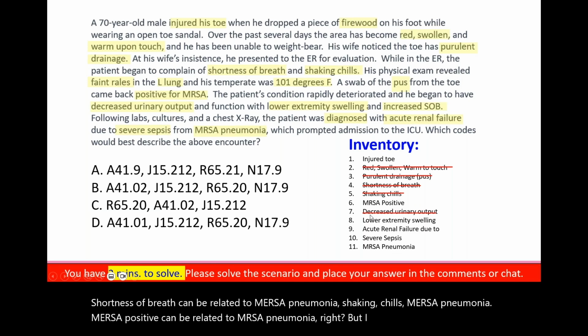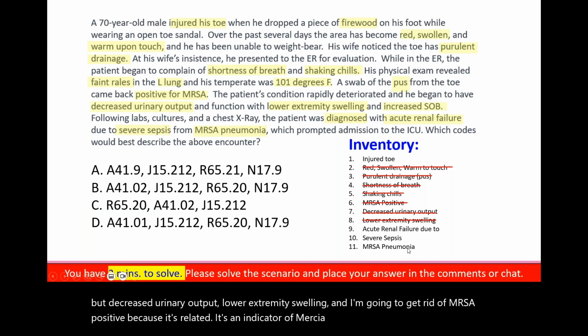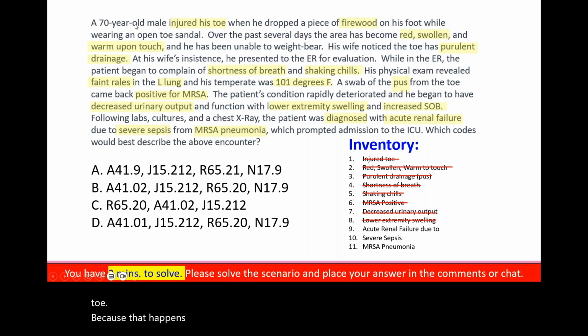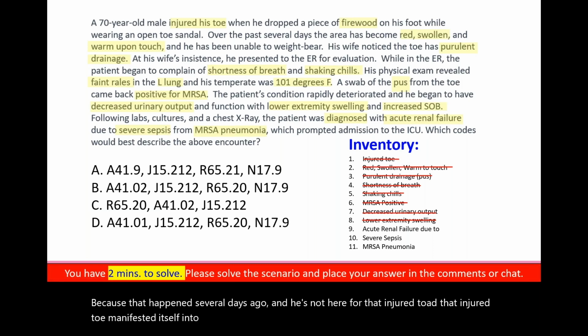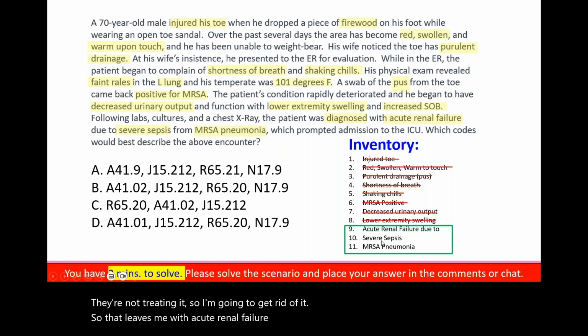But I didn't take it off right now. But decreased urinary output, lower extremity swelling. And I'm going to get rid of MRSA positive because it's related, it's an indicator of MRSA pneumonia or related to it. And injured toe, because that happened several days ago. And he's not here for that injured toe. That injured toe manifested itself into some type of MRSA. So they're not treating it, so I'm going to get rid of it. So that leaves me with acute renal failure due to severe sepsis and MRSA pneumonia.